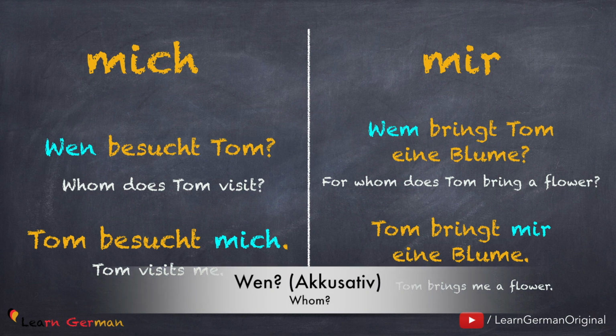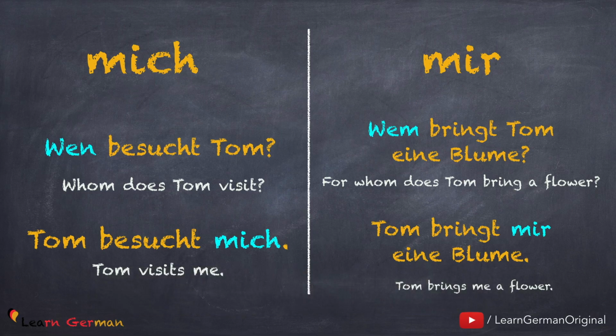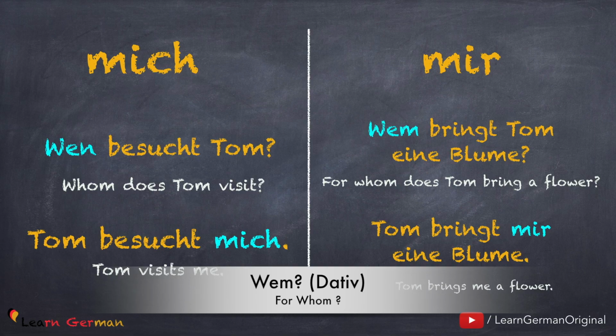Whenever your question is answered with wen, the answer should be in accusative. Since Tom is visiting me, mich is the direct object. Whom is he visiting? Hence, you will use mich. And whenever your question is answered with wem, that means there is an indirect object involved. For whom does Tom bring a flower? You would use the dative personal pronoun, that is mir.